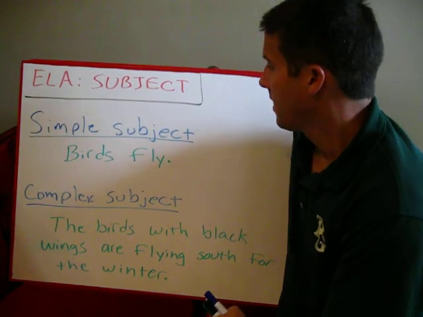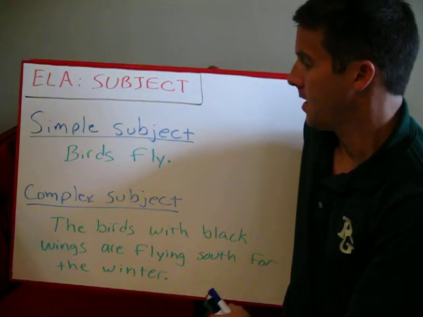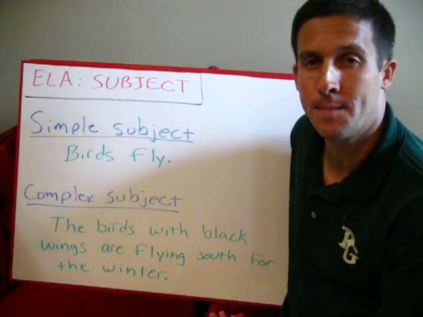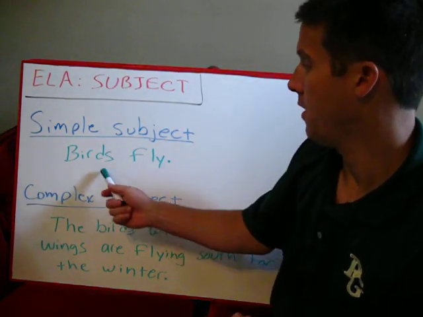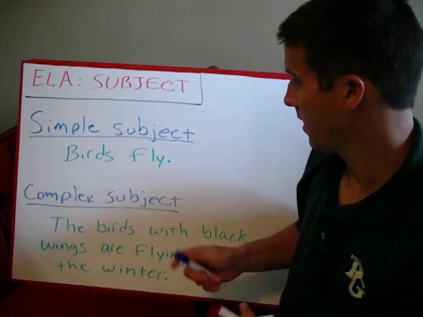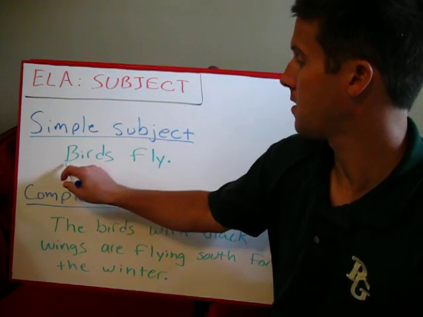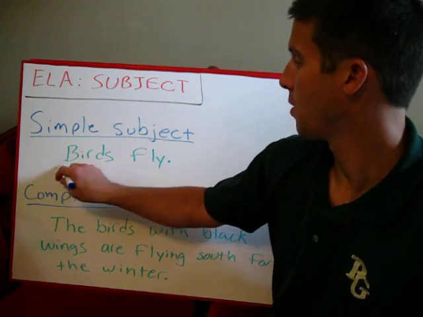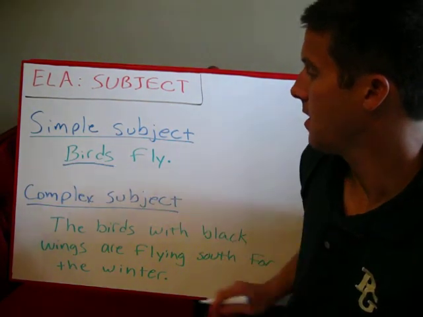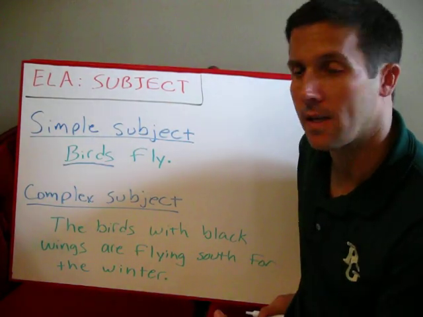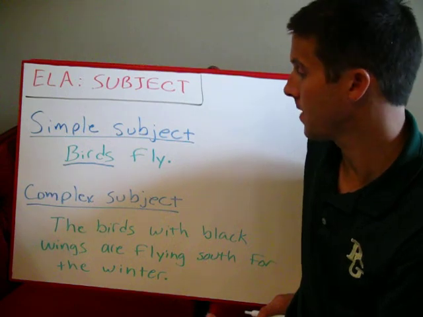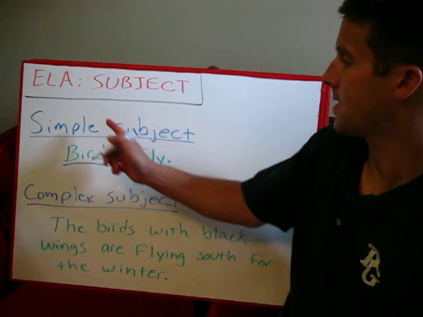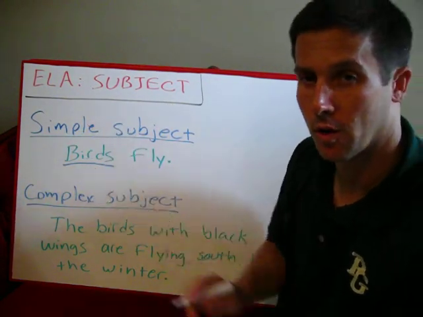Alright, the simple subject. A simple subject is when the subject is just one word, okay? And it's the one doing the action. So here we see birds fly. Birds would be my subject, and usually whenever we annotate it, we underline it with one underline. So birds fly, that's a simple subject that's just one word.